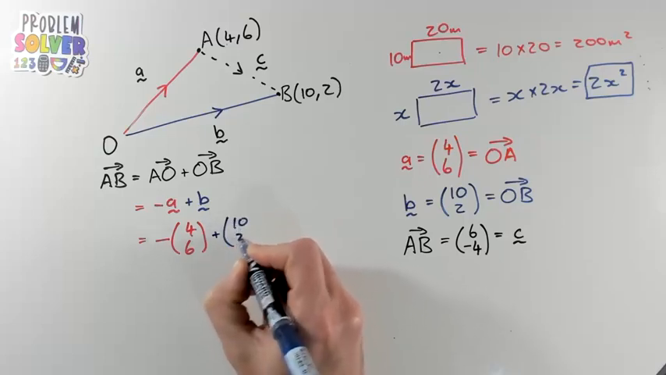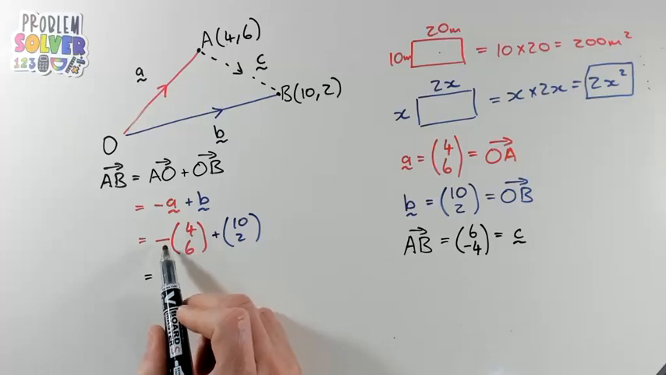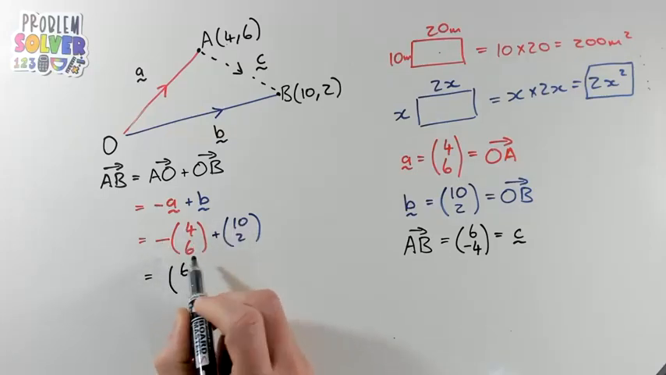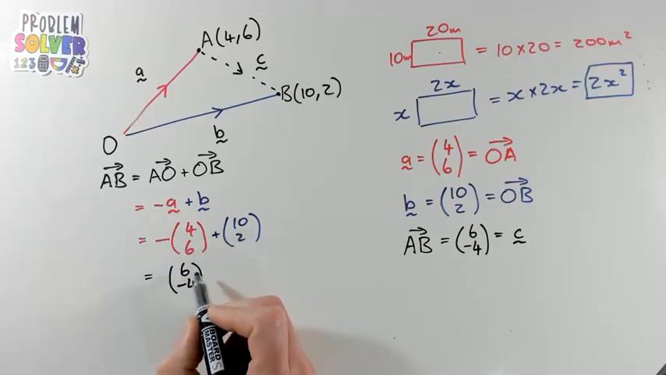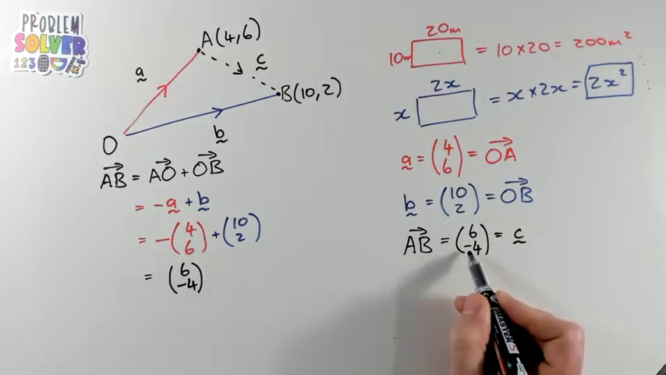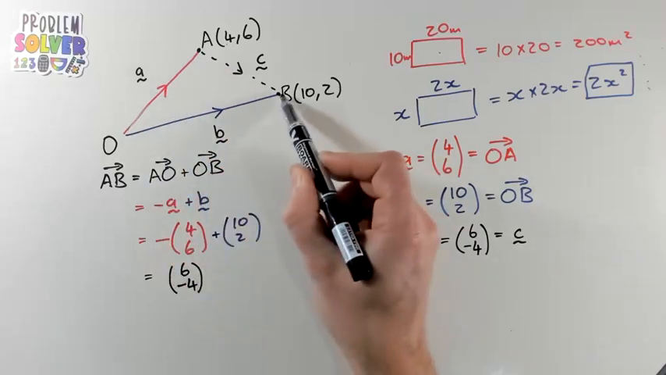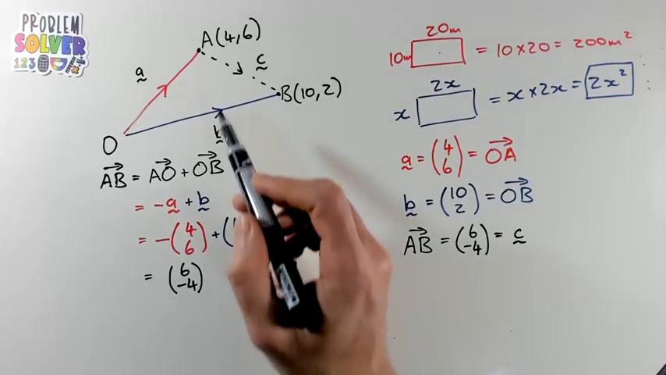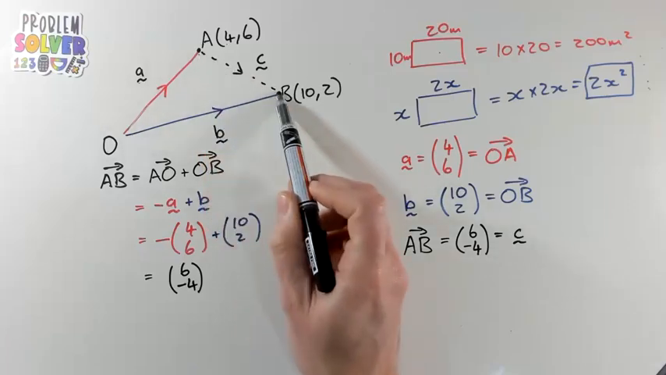So 10 and 2. And then we can see something happened. Minus 4 plus 10 would give me 6. And minus 6 plus 2 would give me minus 4. And wow, can you believe it? It's actually the same thing. So we got 6 and minus 4. So even though we took a longer route, by adding these vectors together, we got to this point. So in the past paper examples that they give us, they're just asking us, in terms of A and B, how do we get from A to B?